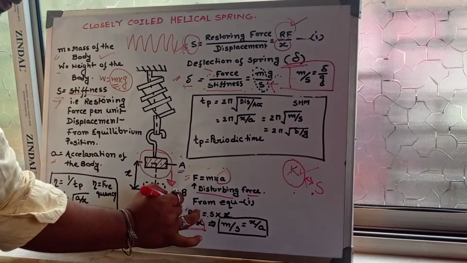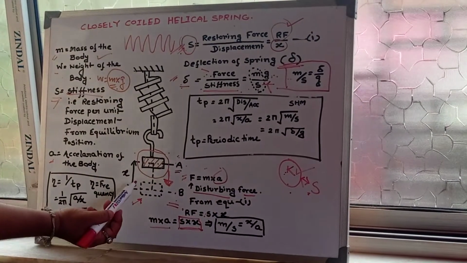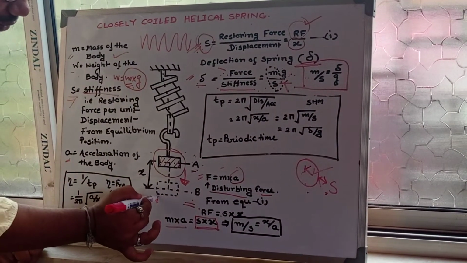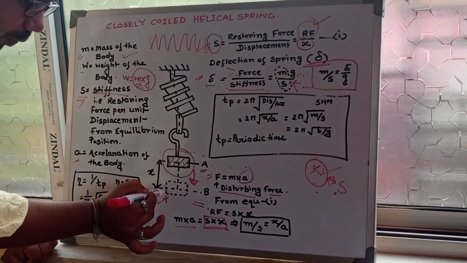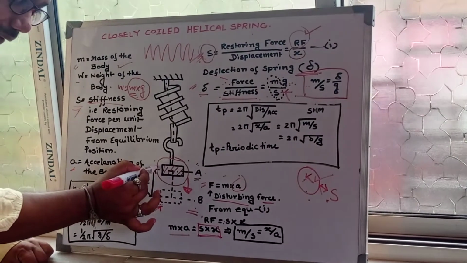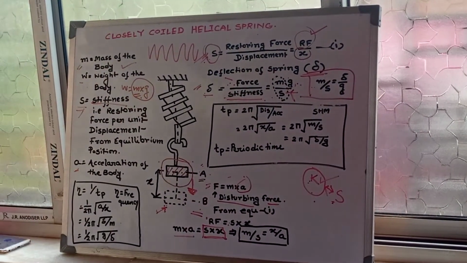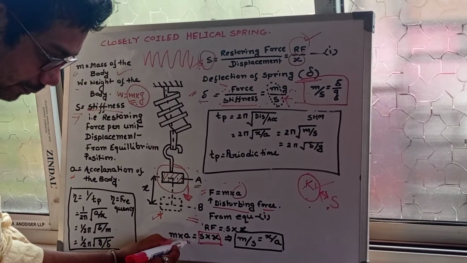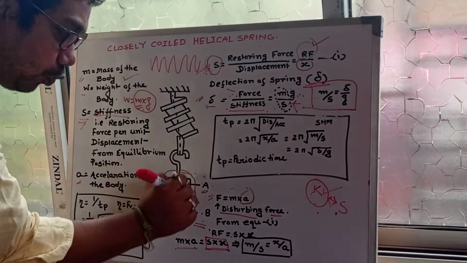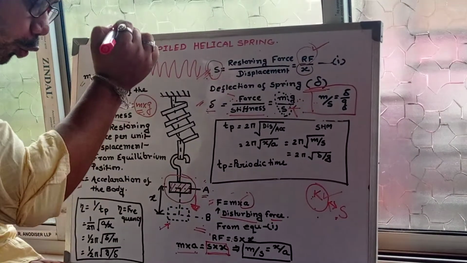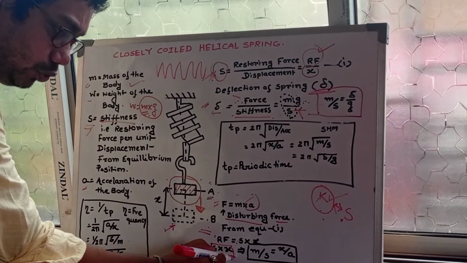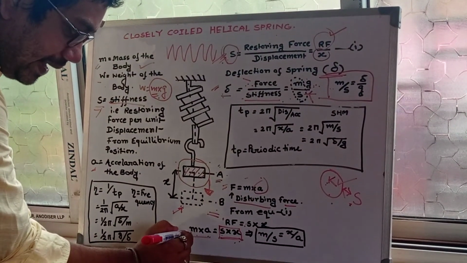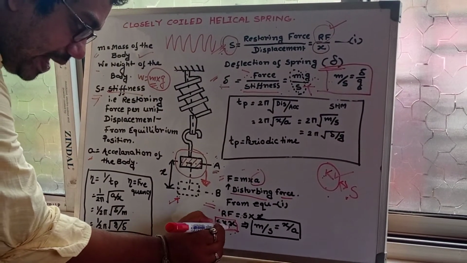So you know what the restoring force is? S into X. That means restoring force again wants to come back to its original position. At this B position, the body wants to come back to A. That is restoring. That's why S into X. And now you can see M into A. What is M into A? The force you apply due to the load. And S into X is the restoring force. So from this you can find out M by S equal to X by A.